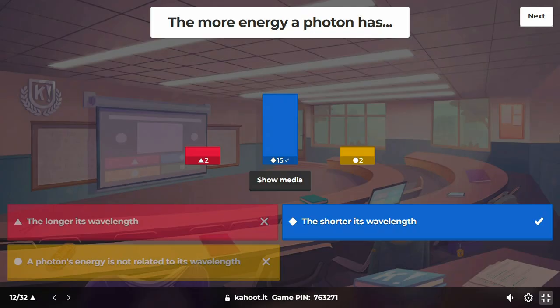Okay, so yeah, in the equation that I just showed on the board, the lambda was in the denominator. So if I increase my wavelength, then I decrease my energy. Or if I decrease my wavelength, then I would increase my energy. So energy and wavelength are inversely proportional.